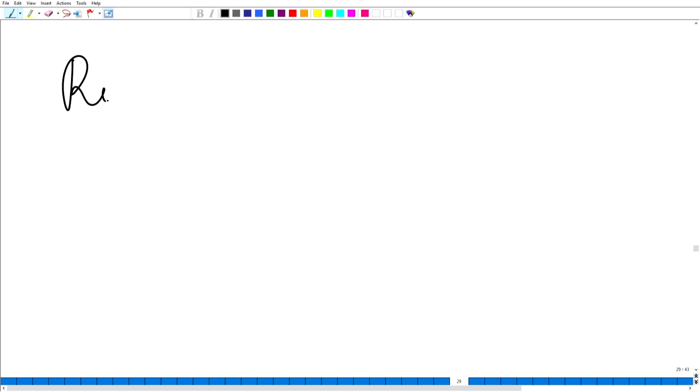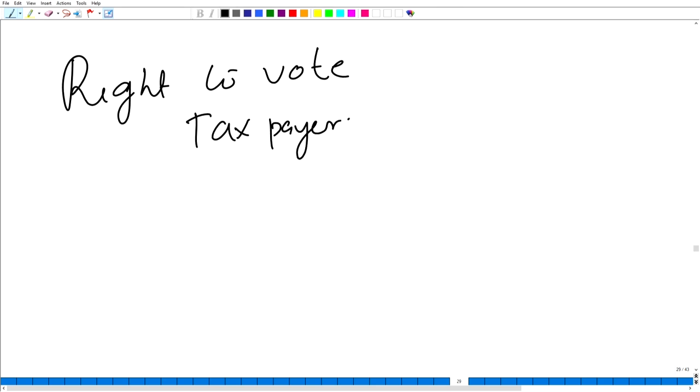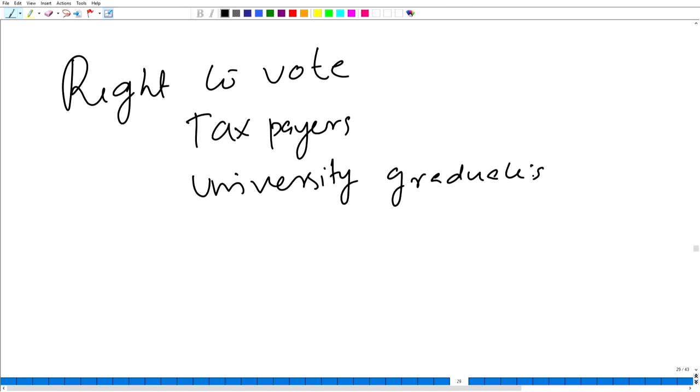Whether all Indians were given the right to vote based on age? The answer is exactly no. Who did enjoy the right to vote? The right to vote was given only to taxpayers and university graduates.